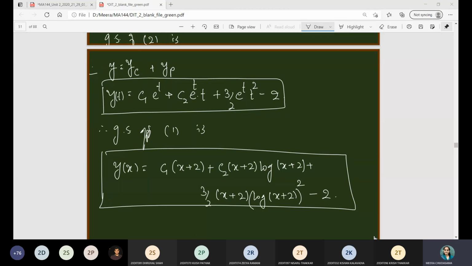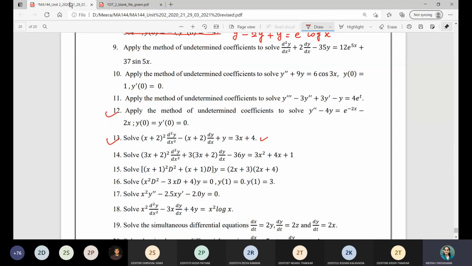Okay. So now this one. Try to solve this one.